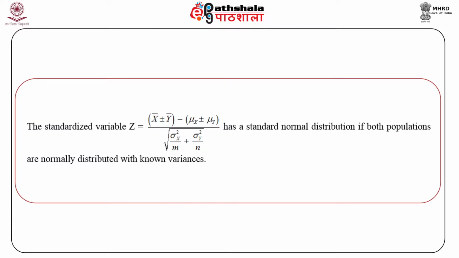The standardized variable z now can be written as (x bar plus minus y bar) minus (mu x plus minus mu y), divided by the square root of sigma square x by m plus sigma square y by n, distributed normally if both populations are normally distributed with known variances. Let me make it very clear, I may be interchangeably using sigma x square or sigma square x as the same. Similarly, sigma square y, or sometimes sigma y square, which is the same.